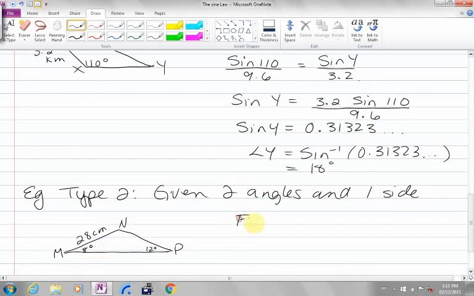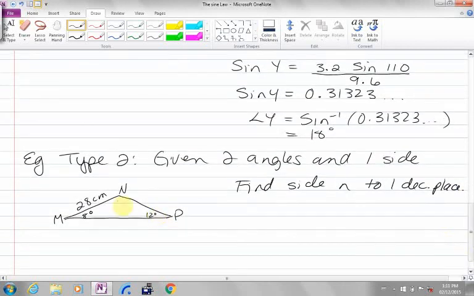Okay, so we are going to find side n to 1 decimal place. Have we met the conditions to use the sine law? We have an angle P and an opposite side of 28. So the sine of 12 degrees is to 28. Now our goal is to find side n. So what's the other side going to look like?